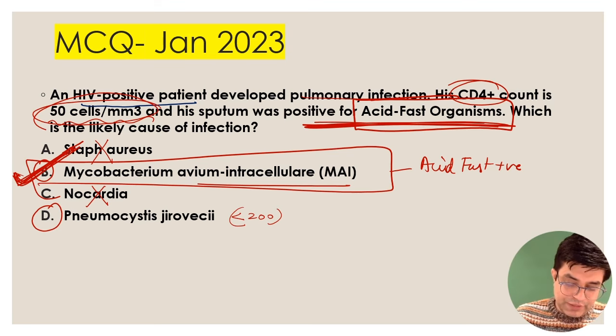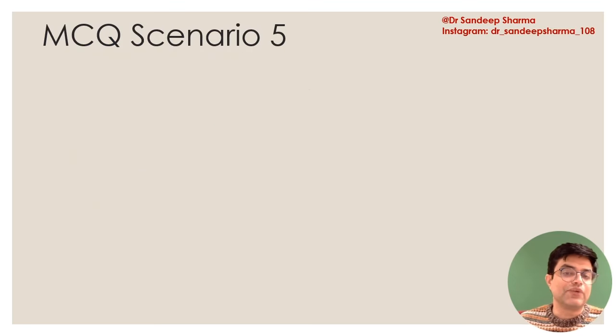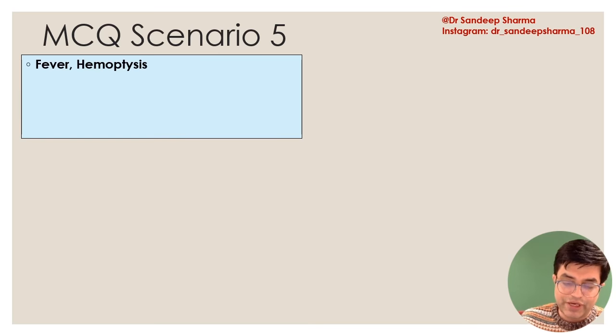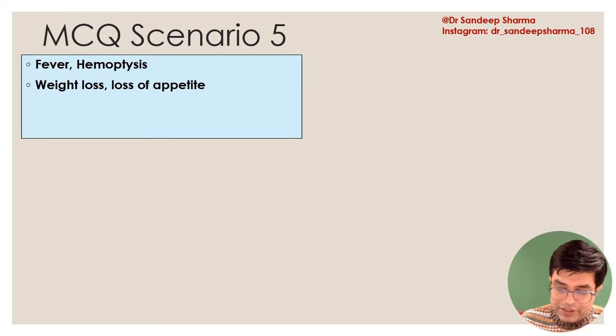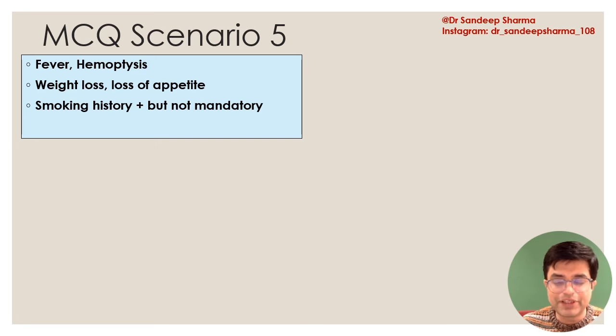Let us move further and talk about MCQ scenario number 5. Now, examiner will say that there is a patient who's having fever, hemoptysis, that is bleeding in the cough. Patient is also having weight loss and loss of appetite. Weight loss, loss of appetite, you know where this is going. And hemoptysis जो होता है वो regular नहीं होता, intermittent होता है. Smoking history is present. Mostly smoker होते हैं, but जरूरी नहीं है. Can occur in non-smokers also.